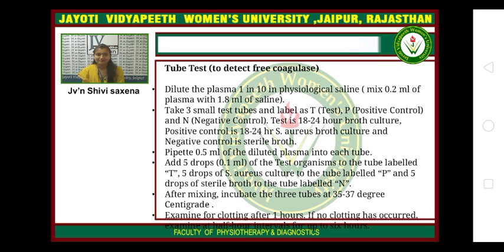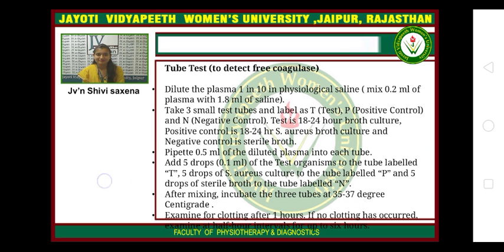Pipette 0.5 ml of the diluted plasma into each tube. Add 5 drops of the test organism to the tube labeled T, 5 drops of Staphylococcus aureus culture to the tube labeled P, and 5 drops of sterile broth to the tube labeled N. After mixing, incubate the 3 tubes at 30 to 35 degrees centigrade and examine for clotting after 1 hour. If no clotting has occurred, examine at half-hour intervals for up to 6 hours.